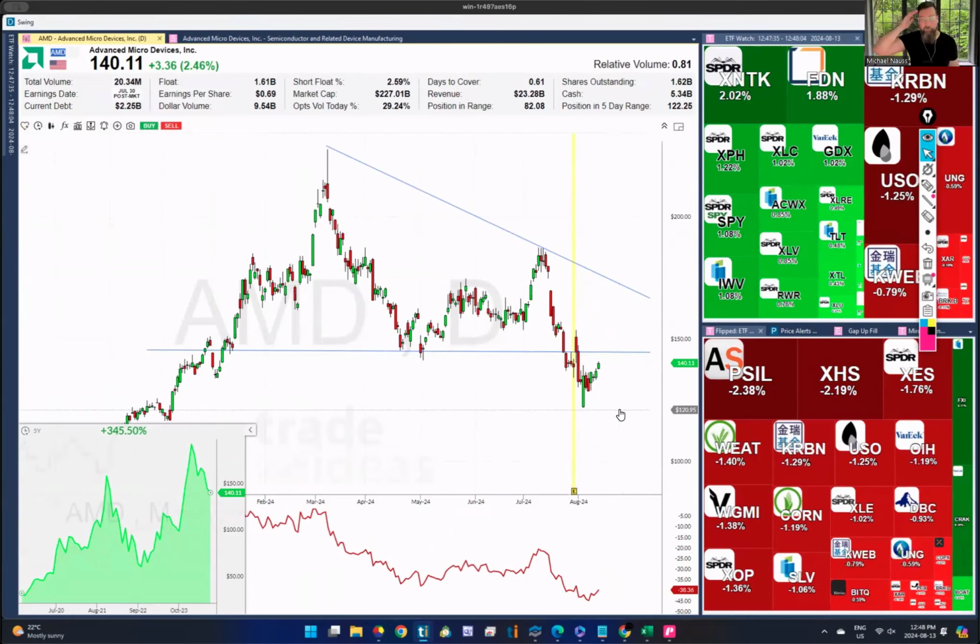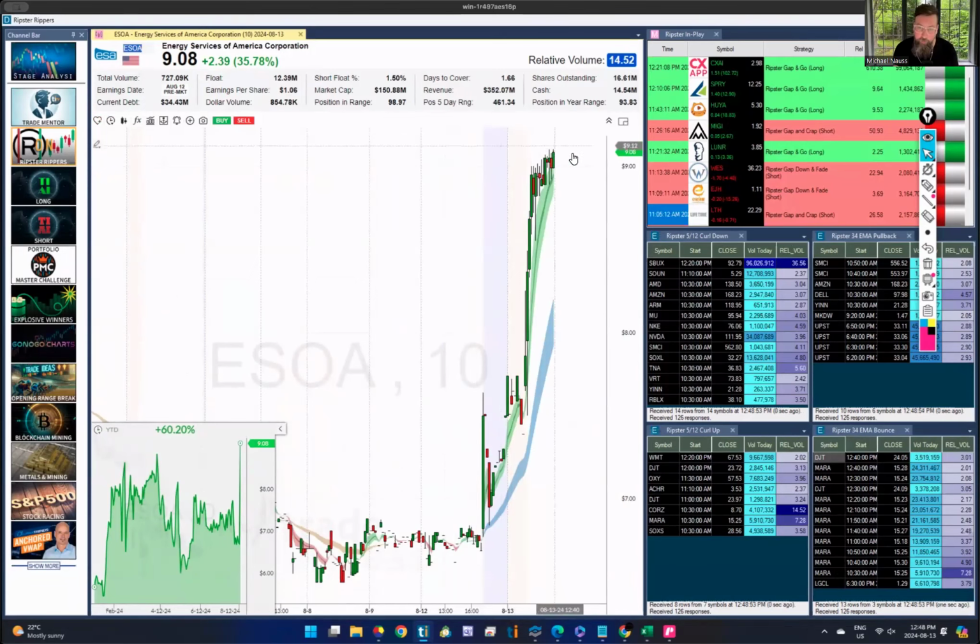So ESOA, and back to the day trade. Let's go to a day trade. You can set up all of these layouts and do all kinds of crazy stuff with Trade Ideas, right? So ESOA. This one's interesting. It doesn't have that insane 100 times normal volume, but it does have 15 times normal volume, which makes it a good day trading candidate. Closer to 1 million shares traded today makes it a better day trading candidate.